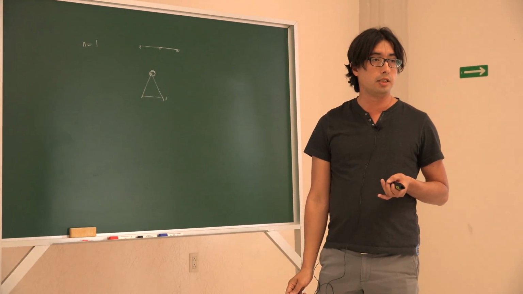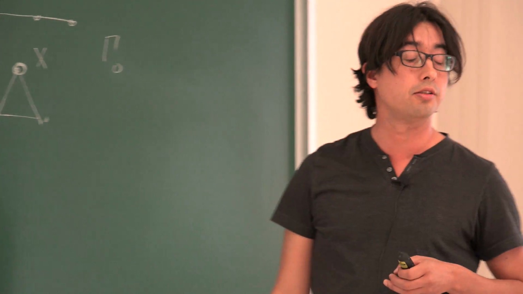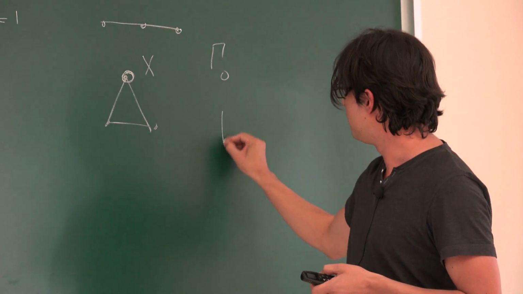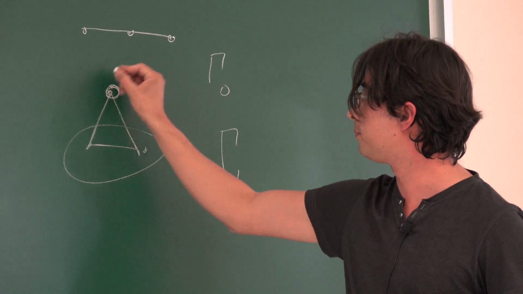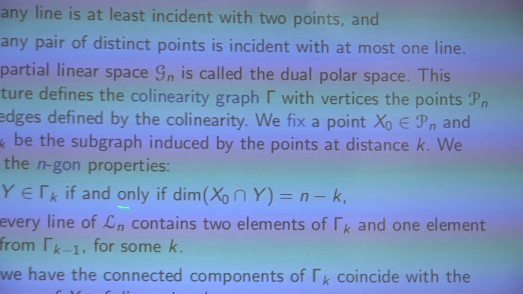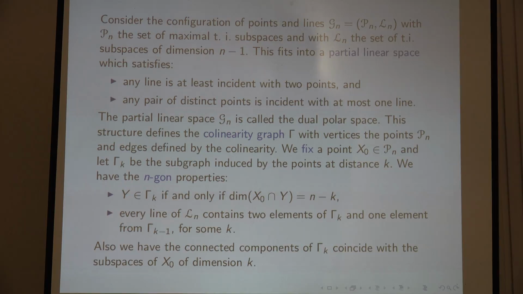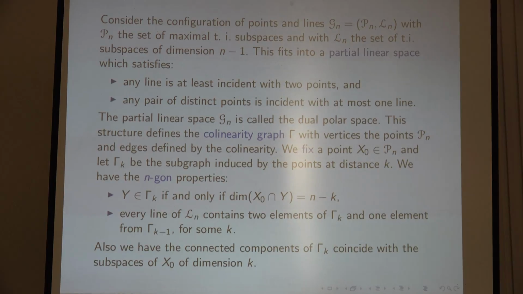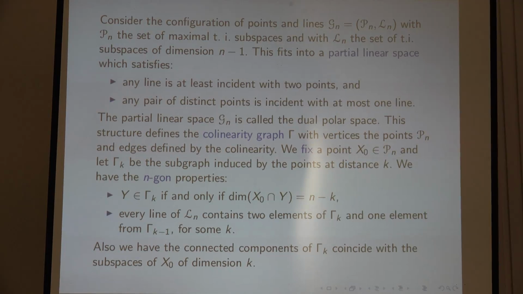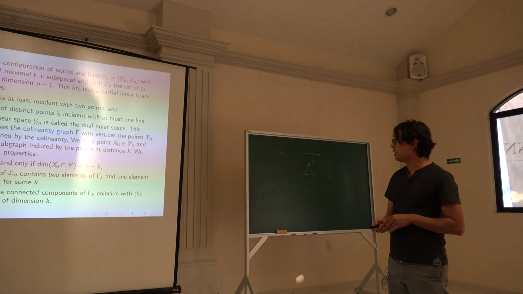points at distance 0, it is just this, see? And this we are going to denote by gamma 0, and the points at distance 1 are these. So an element is at distance k if and only if the dimension that you take for the intersection with the fixed point is n minus k. And you have a partition of your graph. The second property is that every line contains 2 elements of gamma k and 1 element of gamma k minus 1.